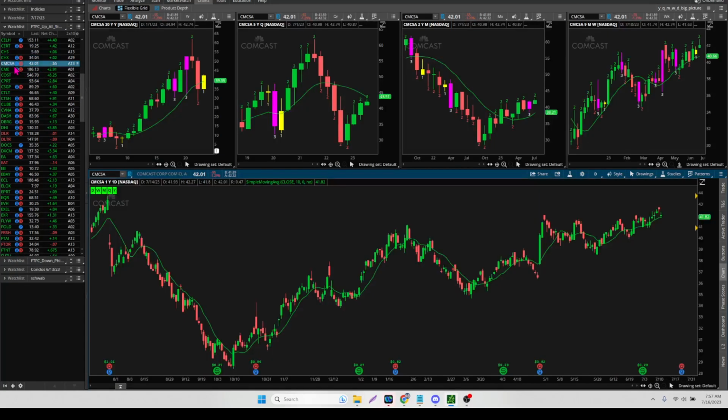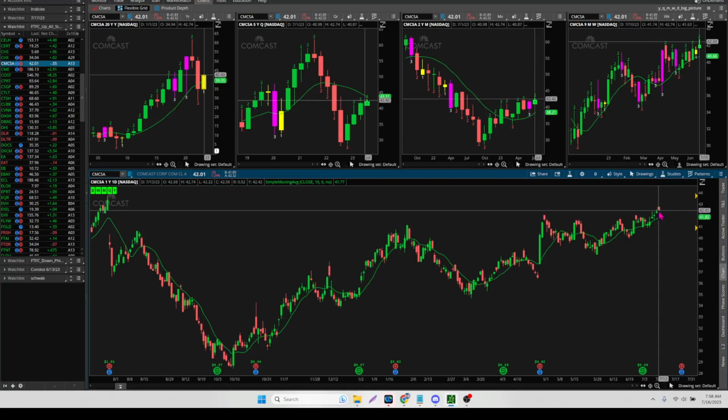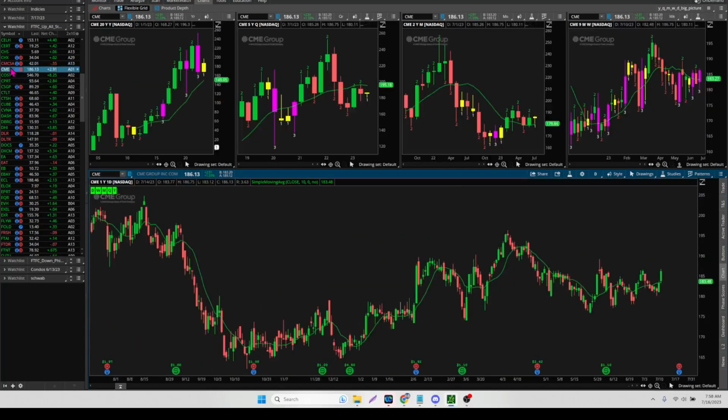CMCSA, this is one that I ended up going long, and I got out once we took out this previous high. And you can see that we reversed quickly right back down. What do we have coming up? Earnings, 727. So this was the reversal that I played the first time. And then I took some money out right here. And then once we reversed here, I sold the rest of my position. Reversal here on CME 2 days ago.